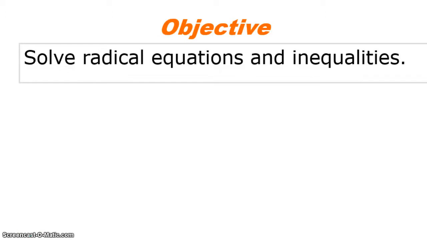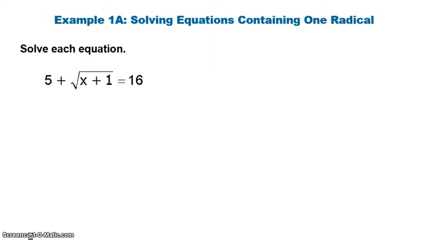We're going to continue our discussion on radicals and square roots, and today what you're going to look at in your video is how to solve a radical equation. So let's take a look at our first equation. We have 5 plus the square root of x plus 1 equals 16.